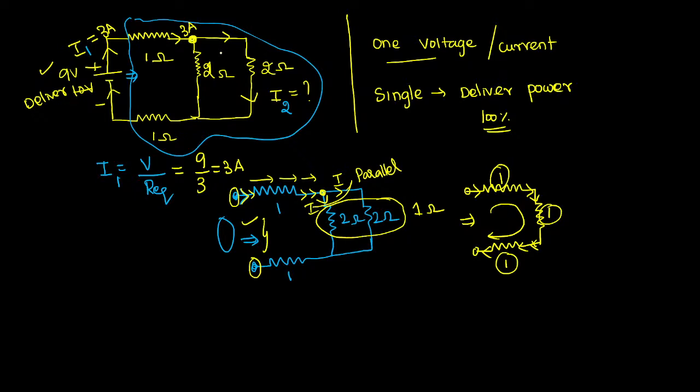Now look at this. After reaching this junction, what will this 3 ampere do? Will it break into two again? So here there is a 2 ohm resistor and a 2 ohm resistor. For the parallel branch, if we need to know the current, usually we will apply the current division rule.